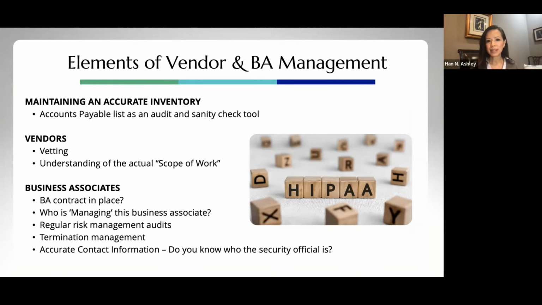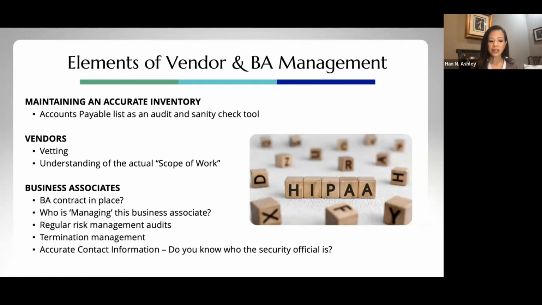So what are the elements of BA and vendor management? We like to start out by telling everyone to maintain an accurate inventory, starting with your accounts payable list as an audit and a sanity check tool.